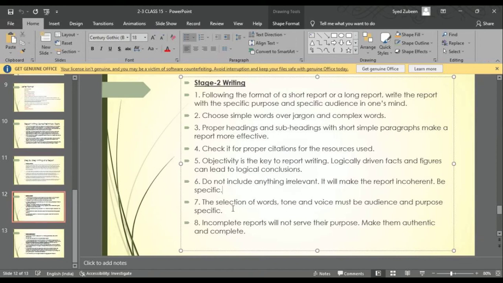Then the selection of words, tone, and voice must be audience and purpose specific. Whoever is asking you to write a report, you need to choose your words wisely, right? If you're writing an annual report or a quarterly report that you usually do in organizations, your selection of your tone, your voice and words is very, very important. It should be formal. It should not be informal. You should avoid using any kind of Instagram lingo or any kind of words that we may use in real life, but we won't use them as words in more formal settings.